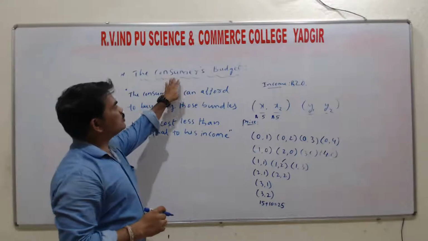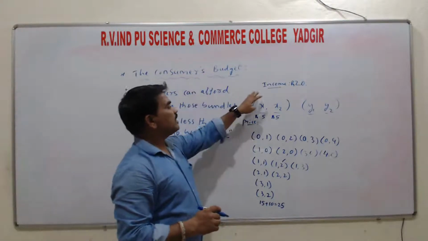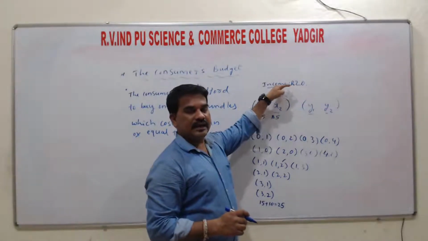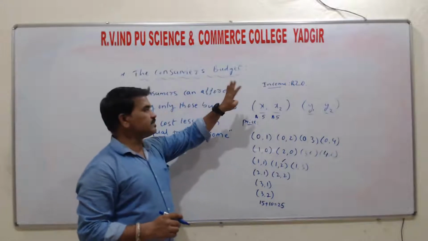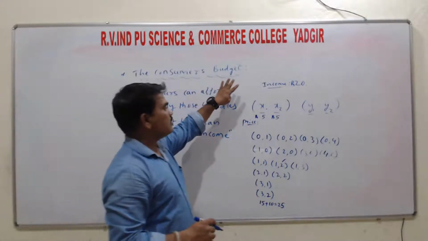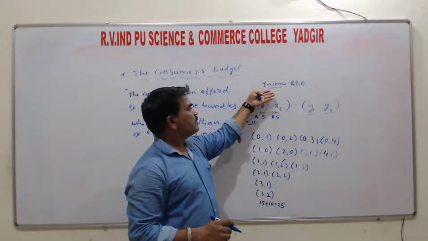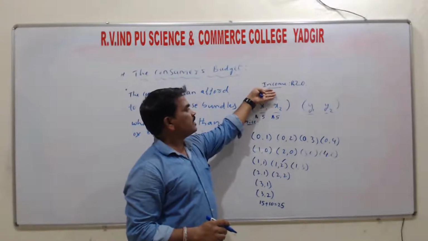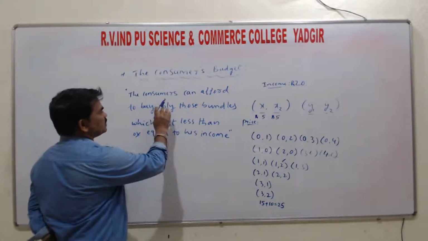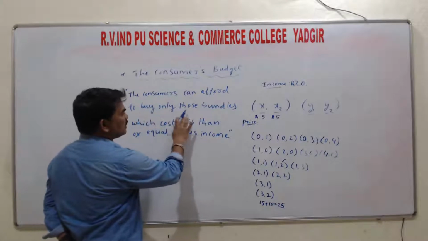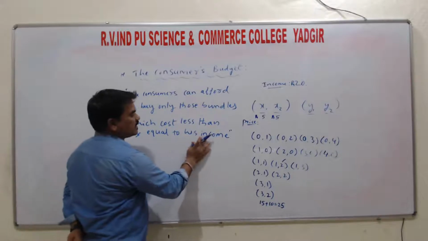And as we know, consumer budget is very simple. Consumer's budget means what is the income, how much he has. That we call consumer's budget. Only understand that whatever amount of resource he has, the income, and the consumer can afford to buy only those bundles which cost less than or equal to his income.